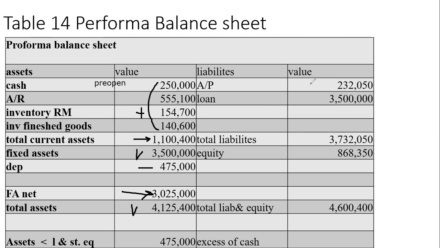I have accounts payable from the working capital. We add both of these two, and we will have the total liability. After we have the total liability, and then I have the equity, and both of them will give me the total liability and equity 4,600,000. So we will compare between the assets and the liabilities plus shareholder equity. We will find we have an excess of cash. We can reinvest it in my businesses.